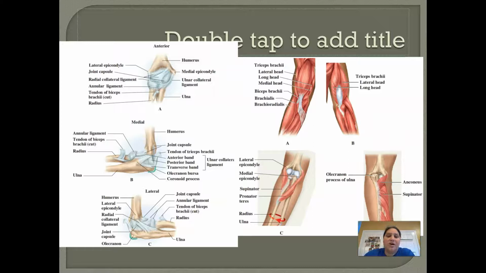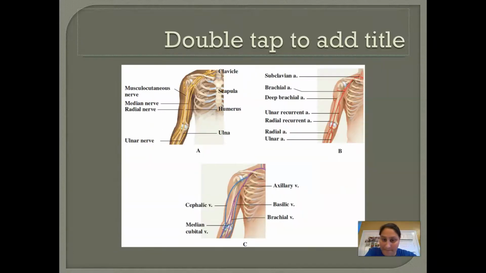Okay, we went a little bit over the biceps, the triceps on the upper arm, biceps brachii, brachioradialis, brachialis. And then now in the forearm, we've got the anconeus and the supinator. Okay, supinator, what does that do? Hopefully we said supinate. Okay.